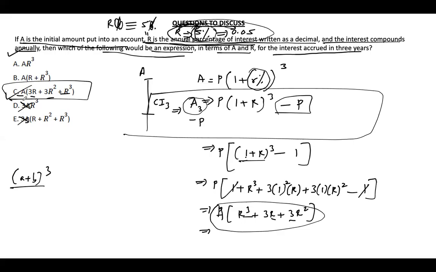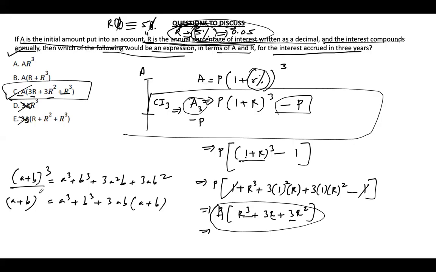Okay. Could you write down this formula for me? Just here only. A plus B whole cube. A cube plus B cube plus 3A square B plus 3AB square, which could also be thought of as A cube plus B cube plus 3AB, A plus B. Similarly, A minus B cube would be A cube minus B cube minus 3AB, (A minus) B.